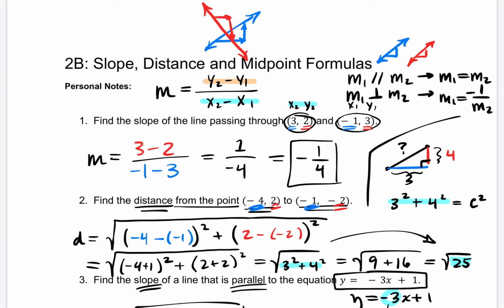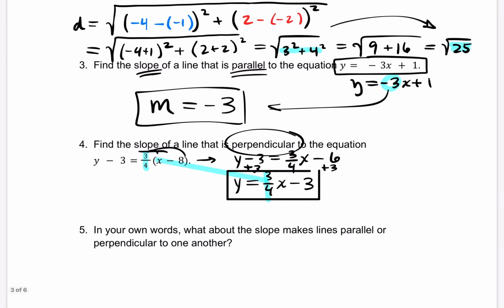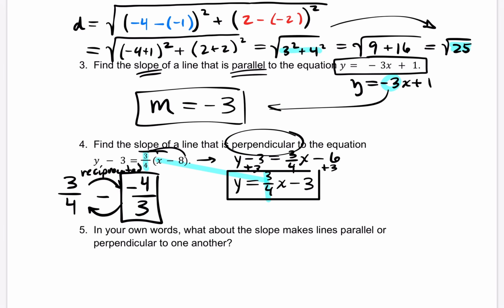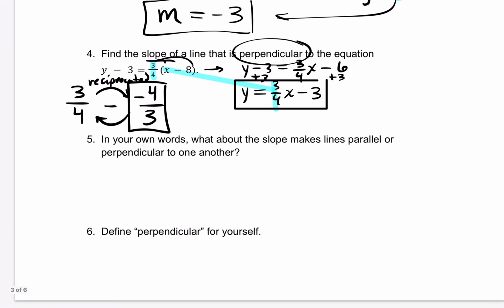So same business. These guys will be perpendicular. So all I need to know is that my new slope would look like 3/4, but it would then be flipped over to 4/3, like any fraction, reciprocated. This is called reciprocated, and then negated. So this is my answer right here, negative 4/3 for the perpendicular slope.